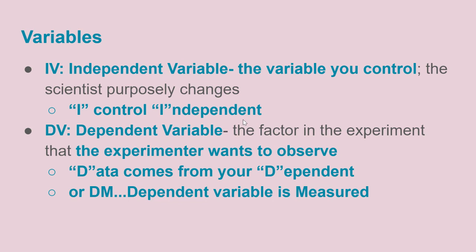So IV is the one that you control. There might be different levels of that. So let's say you're doing an experiment where you're watering plants with different substances. Your independent variable might be what type of substance you're putting on the plant. You control that. So it could be water, soda, or milk, for example. You're controlling that. The dependent variable is what you're measuring. For example, in the plant experiment, you might be measuring how tall the plant grows. That's dependent for what is measured, DM.